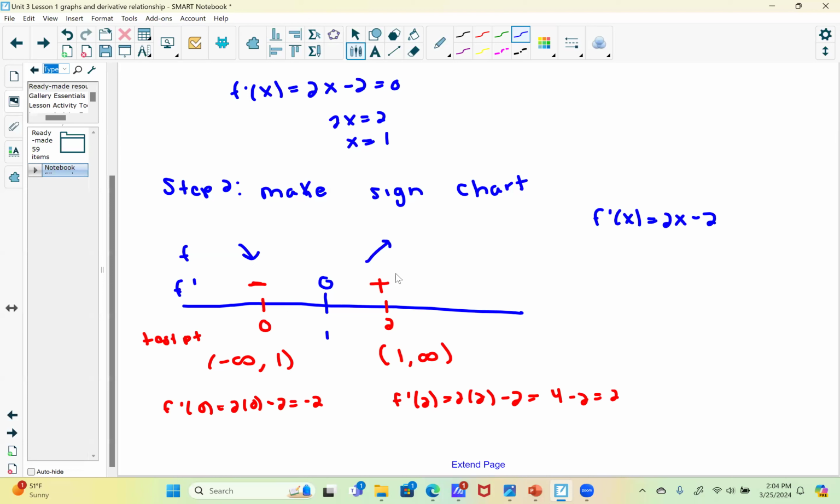Now, these test points are not values that I use to describe the function, they are not the key critical values. They're just values I plug into the derivative to see if it's positive or negative. And I can pick any number in this interval. So I could have picked -1 or -10 or -100. I could pick any number greater than 1 for when I did this interval. And so now that I know that, I can see when I draw my graph, okay, my graph is decreasing and then increasing. And so that makes f at x equals 1 a min.